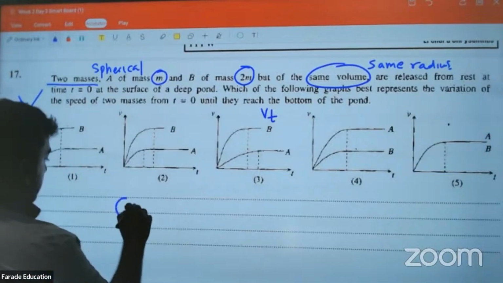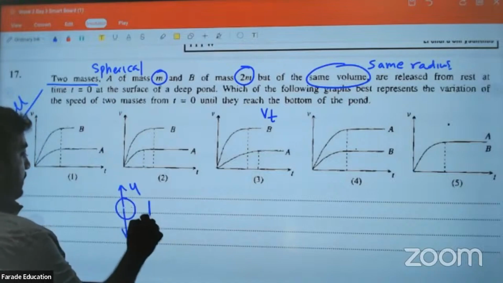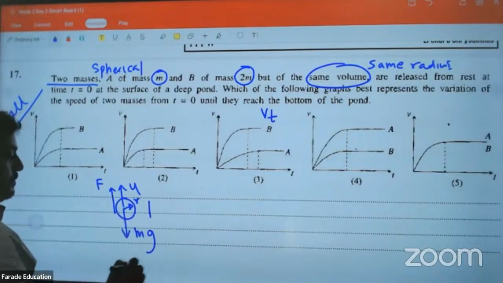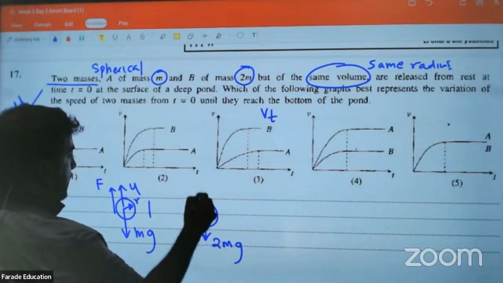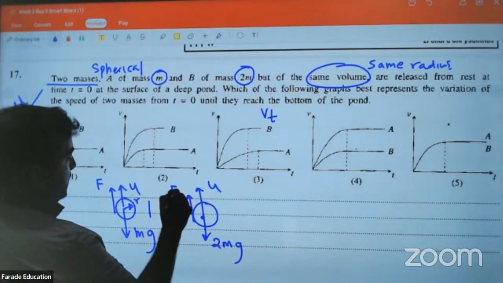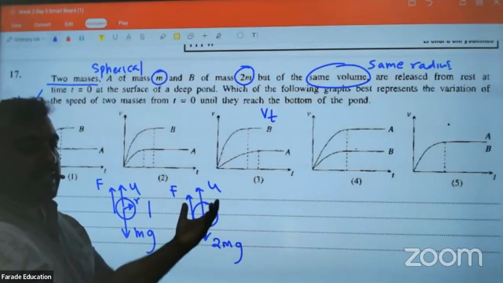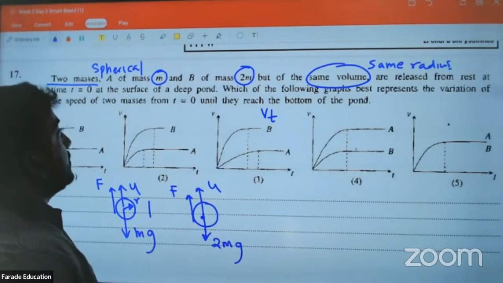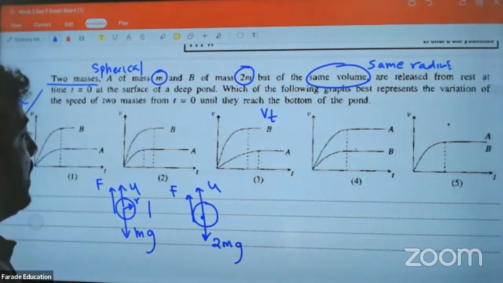Right. Now look. Weight is there. Upthrust is there. Viscous force is there. Same radius. Here 2 mg. Same radius, same upthrust. 6 pi eta r v, same viscous force. So look at this. Larger resultant force will take a longer time. So technically B takes a longer time to reach terminal velocity.